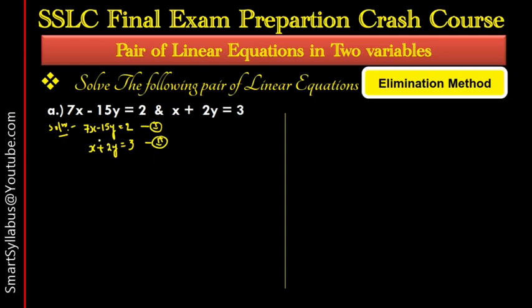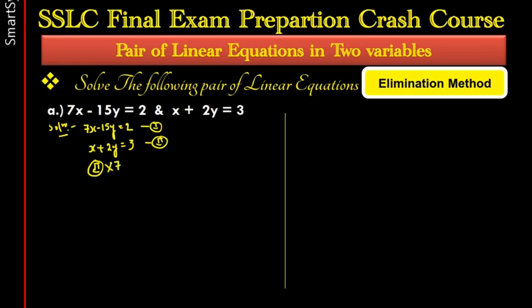So what we do now, we'll multiply the second equation by 7, because in equation 1 it's 7x, and in the second equation it will also be 7x. So if you subtract 7x minus 7x, 0 will be obtained. I think it is clear, right? So multiply the second equation by 7.